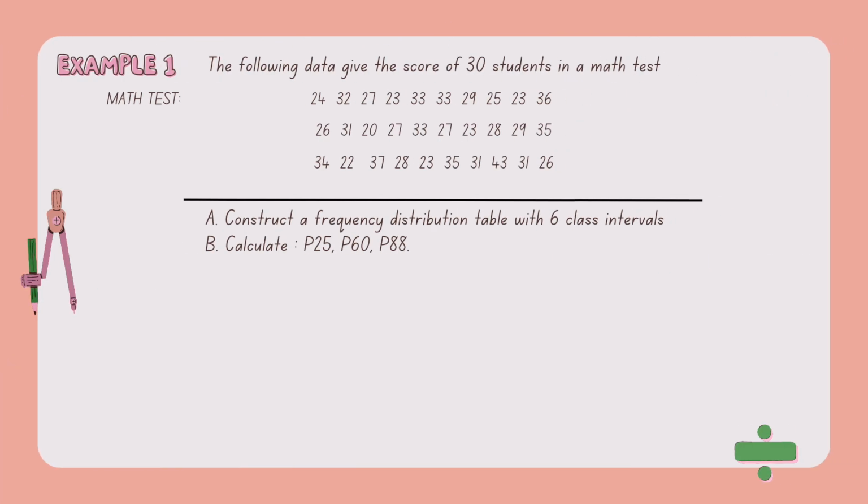Let us add some examples. This is example number 1. The following data give the scores of 30 students in a math test. Let's proceed to the video I made explaining how to calculate this problem.